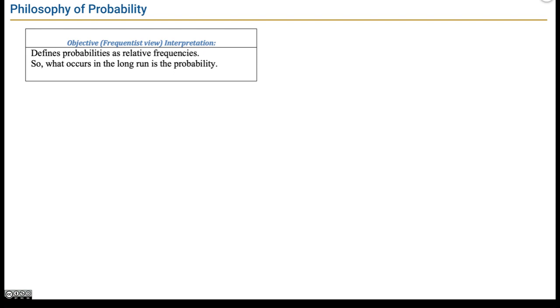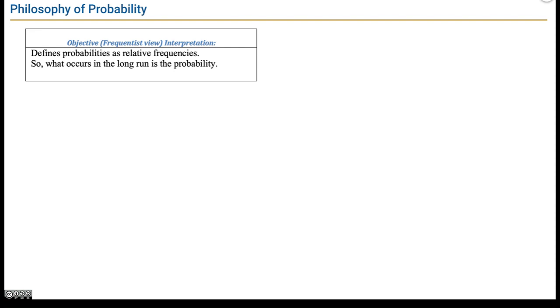And so when you have situations that are not super clear like this, there's actually two different lines of thought as to how people go about assigning probabilities. The first line of thought is frequently called the objective or frequentist interpretation, and it conceptualizes probabilities as relative frequencies.